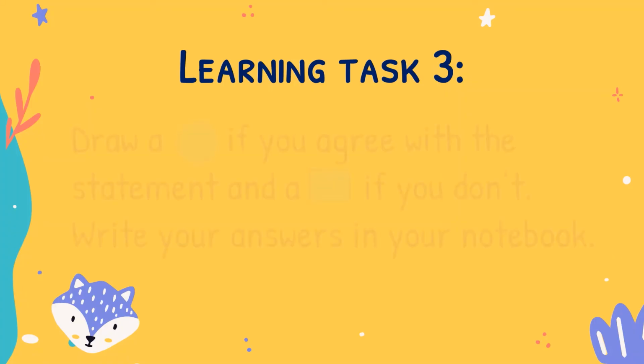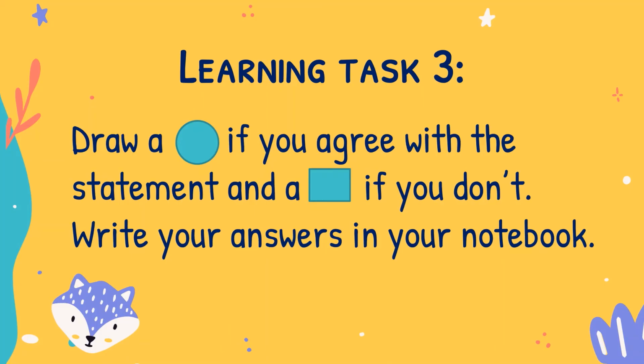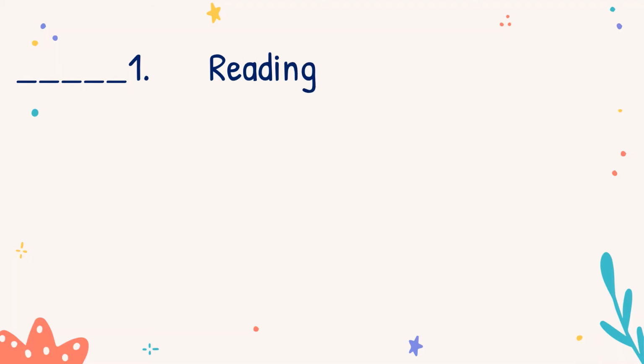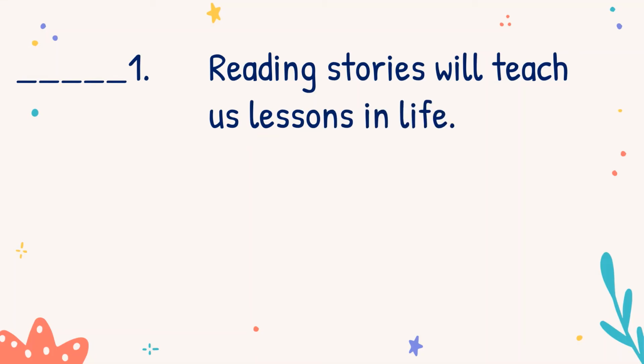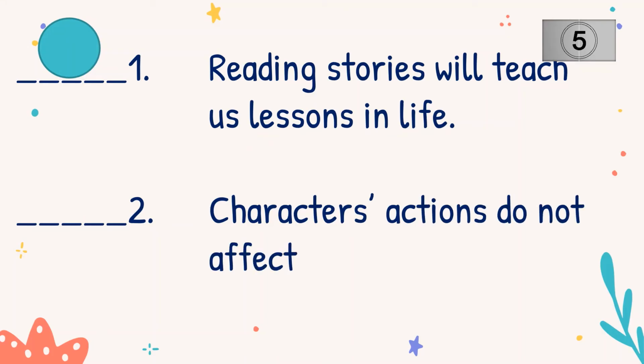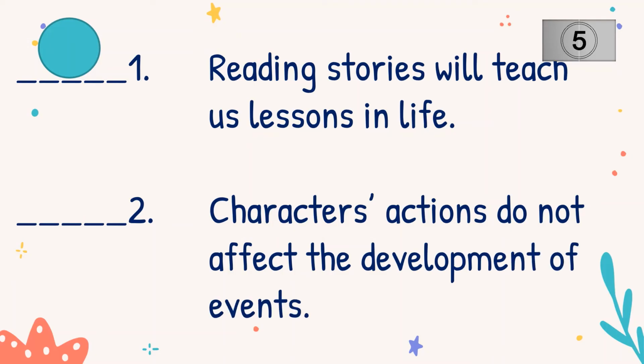For Learning Task 3, draw a circle if you agree with the statement and a square if you don't. Write your answers in your notebook. Number 1, reading stories will teach us lessons in life. And the correct answer is circle. For number 2, characters' actions do not affect the development of the events. And the correct answer is square.